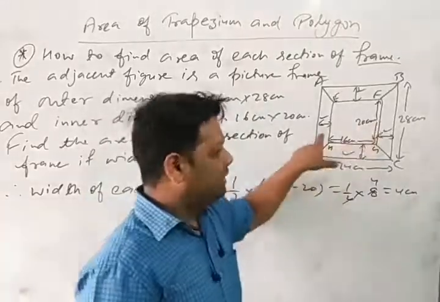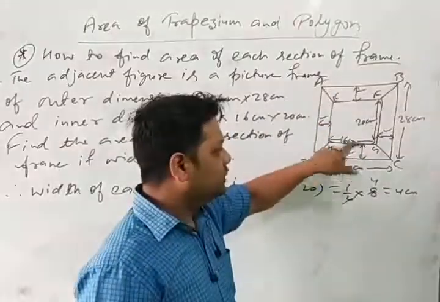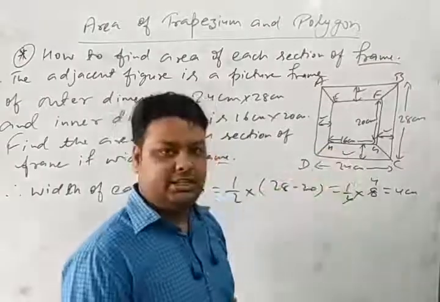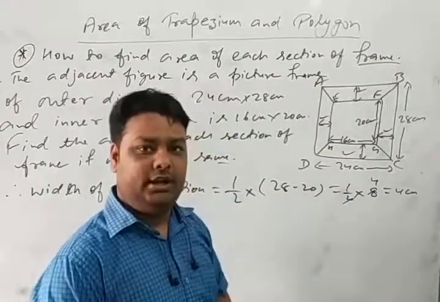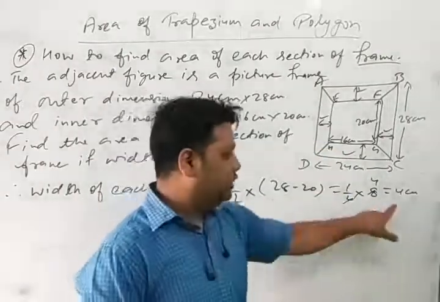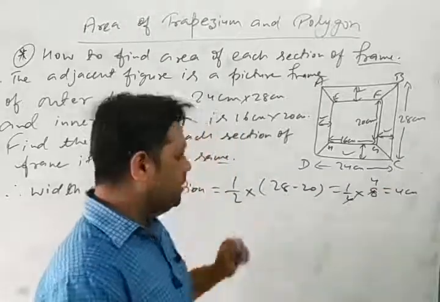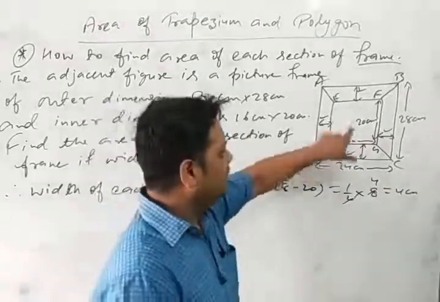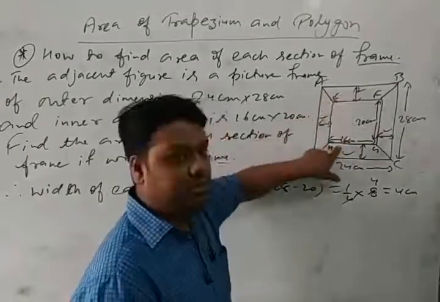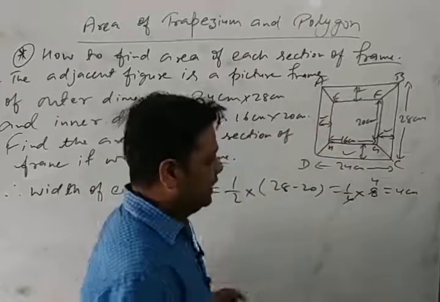The opposite is the same also, and this one will also be the same. See, 24 minus 16, you will get 8. And if you divide by 2, then you will get 4 centimeter. Why do you divide by 2? Because you can see the width is surrounded by 2 sides, so this one and this one also.